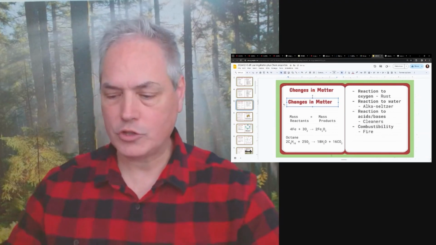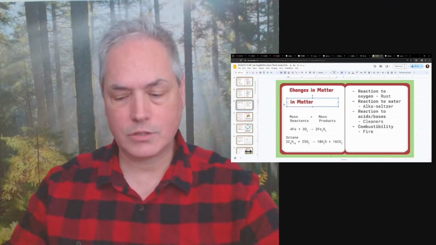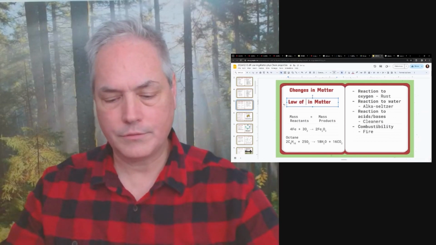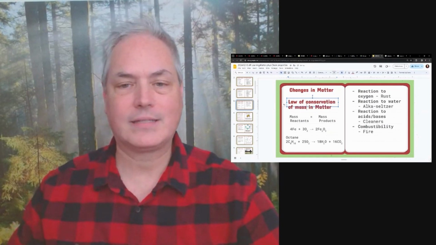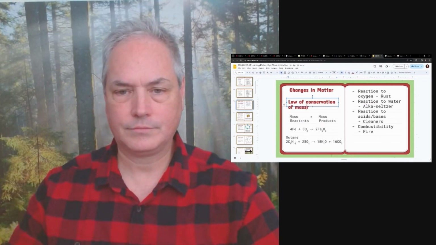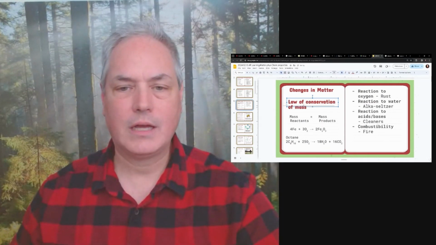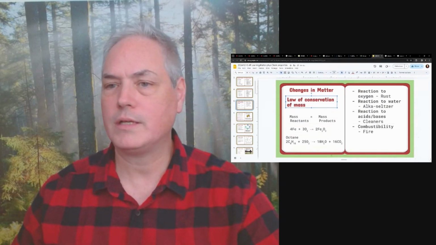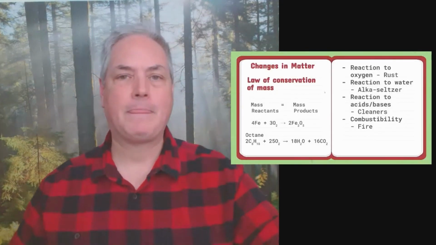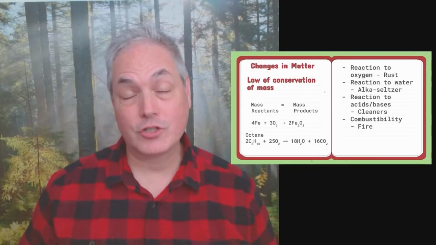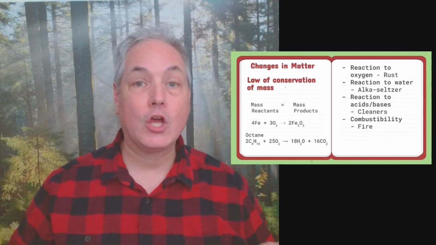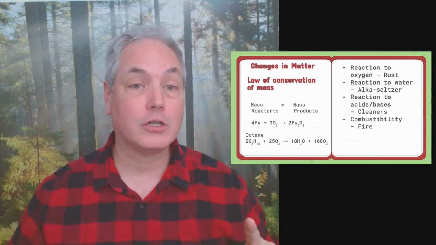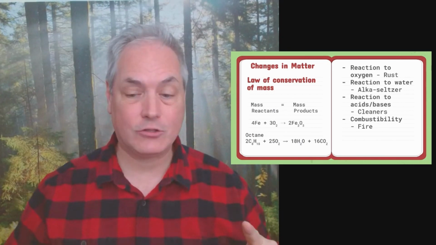So when we talk about changes in matter, we need to consider the law of conservation of mass. Perfect. Let's see if we can do the slideshow right now. When there is a change in matter, we have to keep in mind that the law of conservation of mass needs to happen.